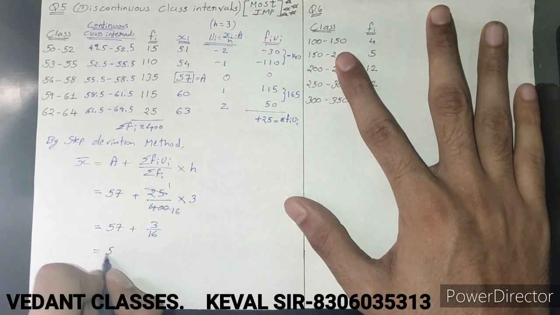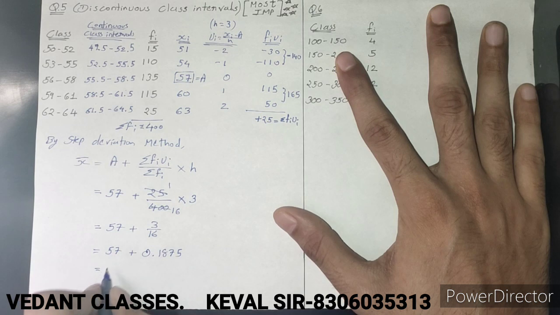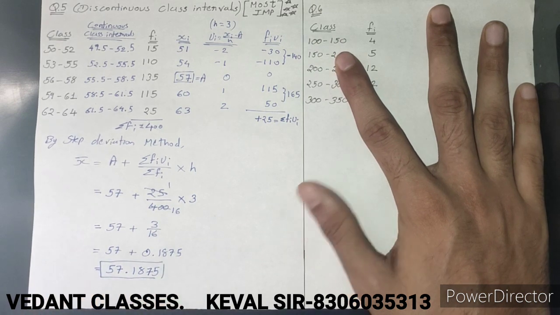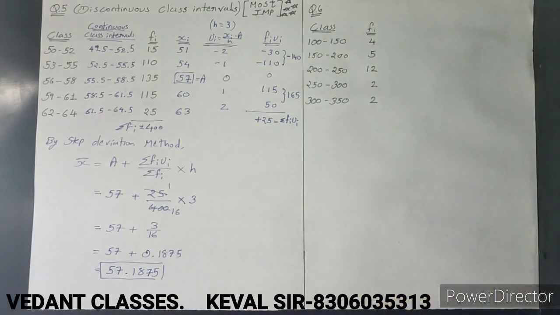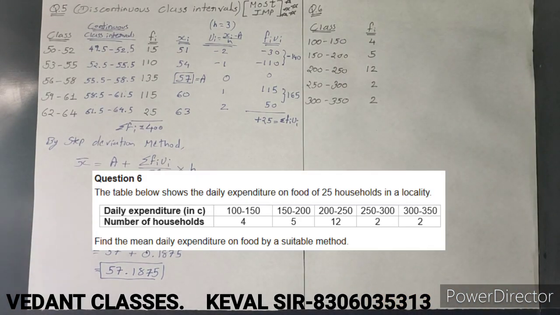When you divide 3 by 16, you will get around 0.1875. So answer will become 57.1875. So this is the easier way to calculate the value of mean. Step deviation method is easy if you keep on practicing on it.